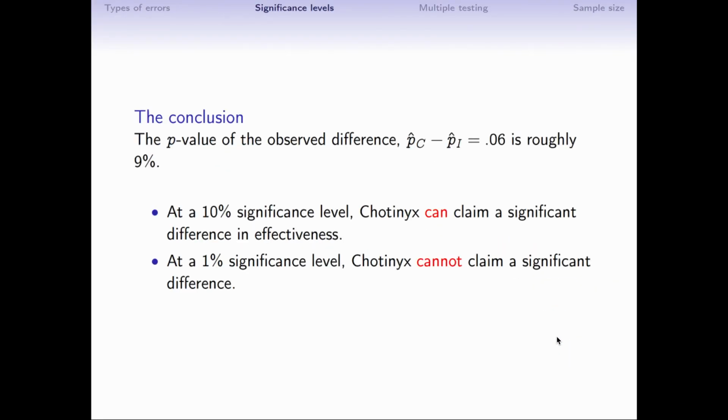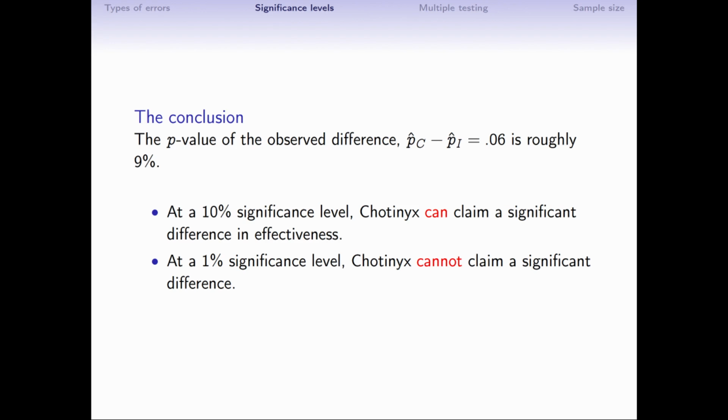Now the p-value of the observed difference, p hat sub c minus p hat sub I, which is 0.06, we calculated at roughly 9.5%. So at a 10% significance level, Chotinics can claim a significant difference in effectiveness. So clearly the 10% significance level is benefiting the drug company. At a 10% significance level, they can claim with the evidence that they have found a significant difference in effectiveness.